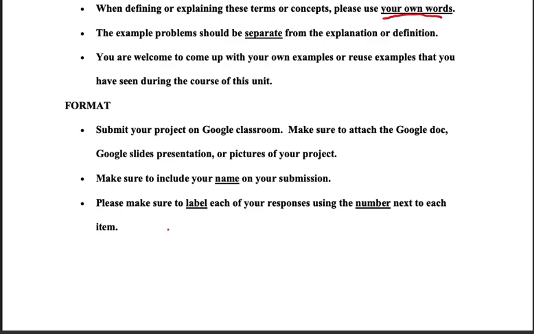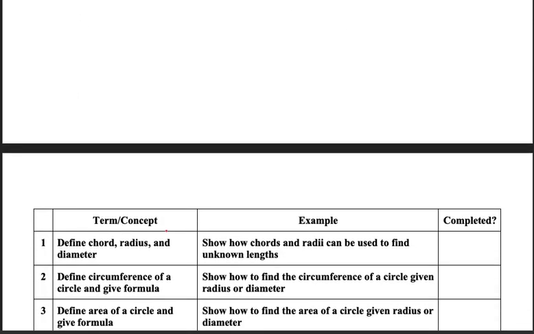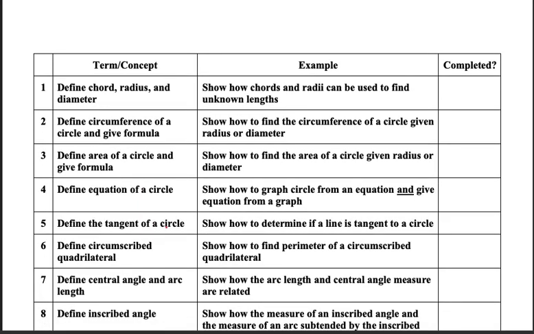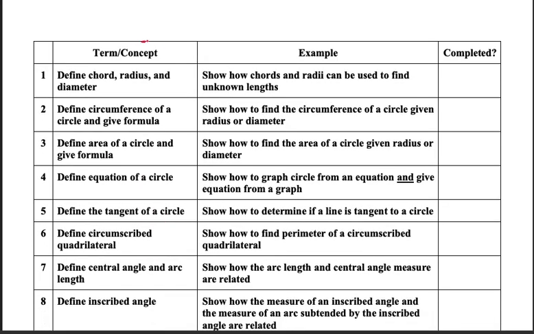I'll show you what I mean here on the other page, where we've got the terms and the concepts. See, the terms and concepts, and then what your example should be, and then this is a little checklist for yourself, completed, though you don't have to do it. You don't have to check this off and turn it in or anything. So define chord, radius, and diameter all in one fell swoop. A picture might really be helpful. Show how chords and radii can be used to find unknown length.